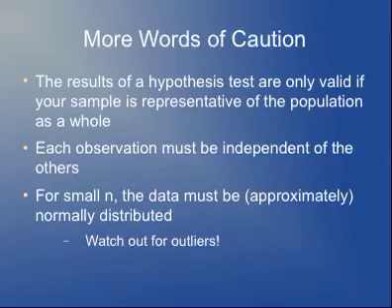Another word of caution is the results of hypothesis tests are only valid if your sample is representative of the whole population. That goes into biases. If you only select people that are extremely tall in your sample, when you're testing the mean height of a population, that could be a problem. You want to make sure that each observation is independent of others. And for small n, the data must be approximately normally distributed, to use the t-test that we talked about before, and it's important to watch out for outliers.